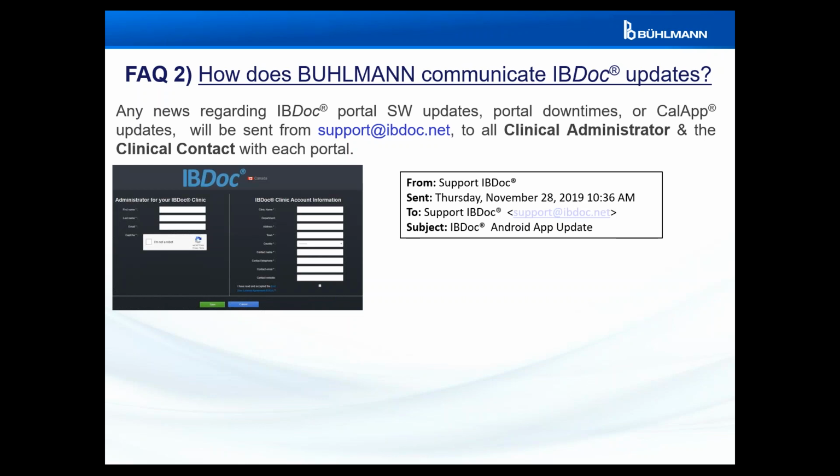Just in case you're not aware, in this situation, both Pearl and Barb are both clinical users and clinical administrators. But if you have a clinical user that wants to receive that information, right now they're not receiving it. Just a reminder, the administrator is the same email that's identified when your portal is first registered, and the clinical contact is a separate email that's used when the clinical account is created.